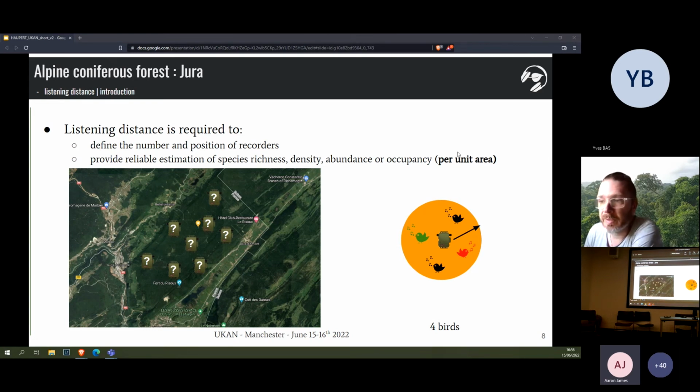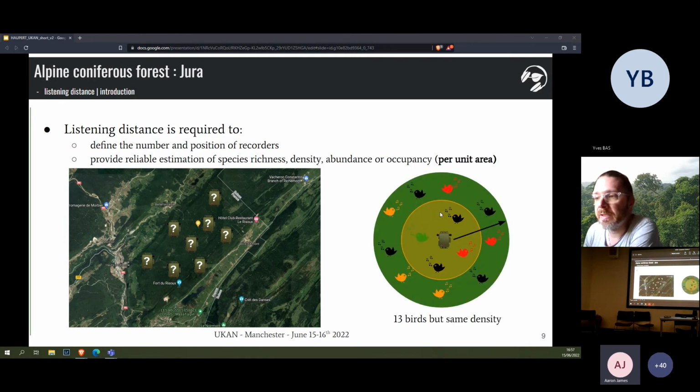Here, for instance, we have in orange the listening area of a recorder, and we can see that it is able to listen to 4 birds. And in some cases, the listening distance can vary. We will see that later. In this example, the radius increases such that the new listening area is now the green area, and the number of birds that can be detected by the same recorder is now 13. But when the area is taken into account, the density of birds remains the same as when the listening area was orange. So now you understand why it's so important to estimate the listening distance of the audio recorder.